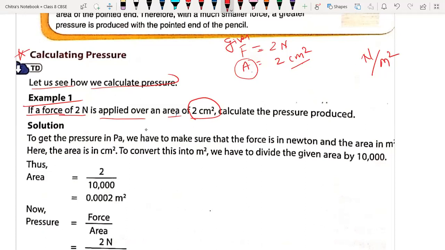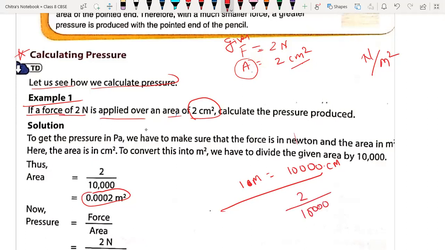Okay, sir. See here, it has already been converted. So 1 meter equals 10,000 centimeter like this. Since it has been converted, we had to divide that centimeter by 10,000. So it will be 2 divided by 10,000.